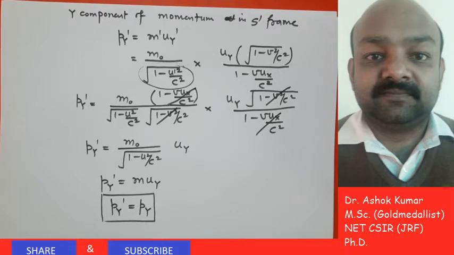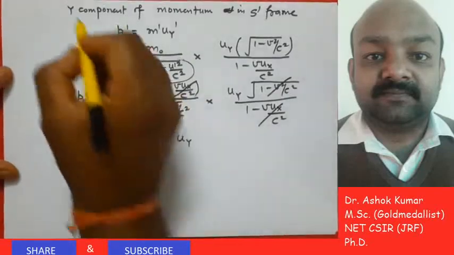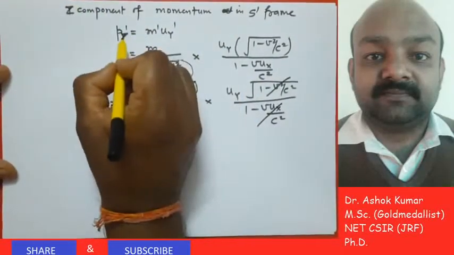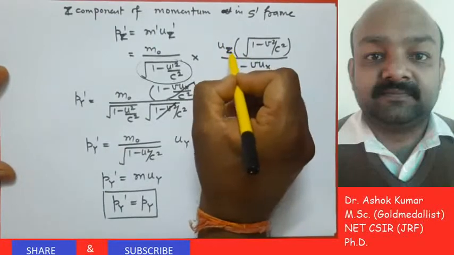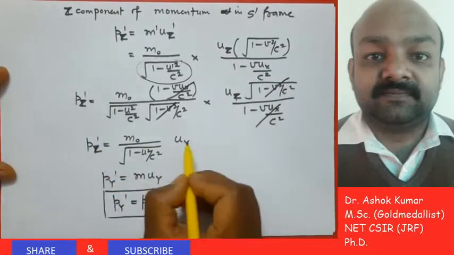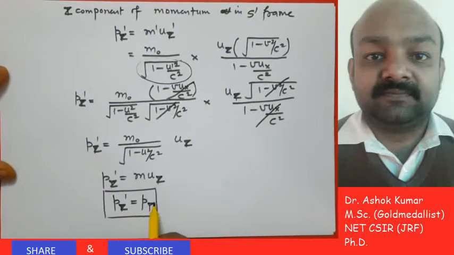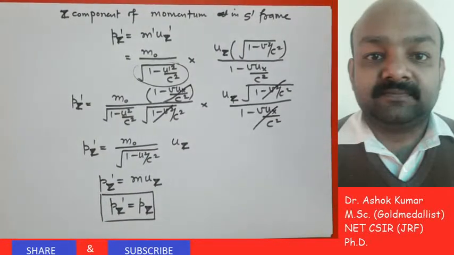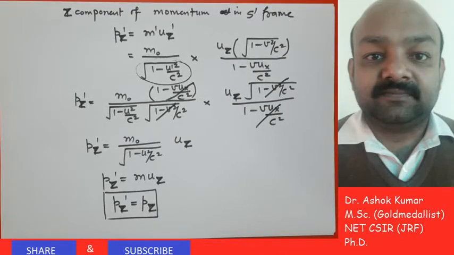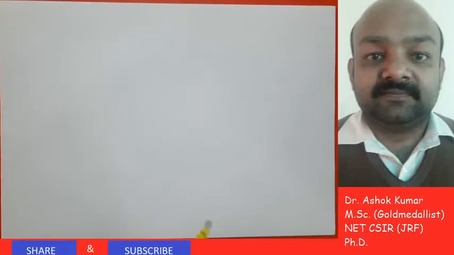For the Z component of momentum, the calculation is very easy. You can do it here as well. Change Y to Z, because the equations for the Y and Z components of velocity are similar. So dear friends, this completes the first part of this section, the transformation equations for momenta. Now we try to derive the transformation equations for energy.